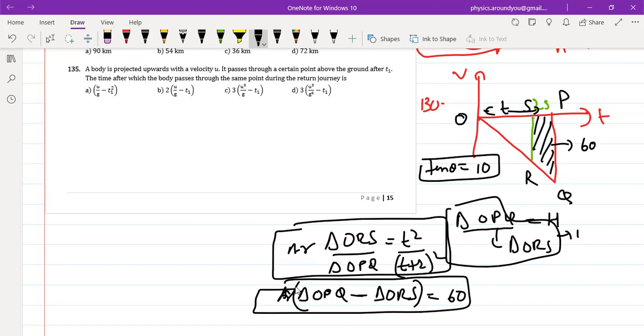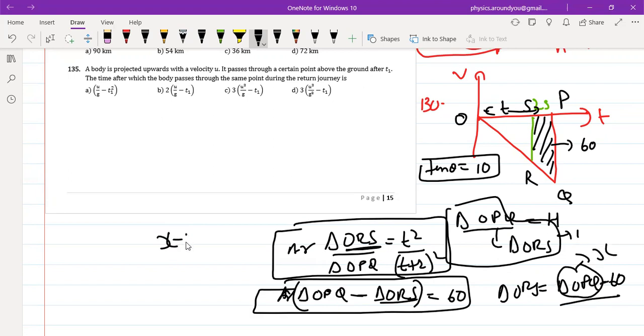What do we get from all this? We shall try to get the area of OPQ now. What is area of OPQ? What is area of ORS? Triangle ORS is triangle OPQ's area minus 60. So ORS can be written as OPQ minus 60. Let the OPQ area be called X. So X minus 60 by X is t square by t plus 2 whole square.